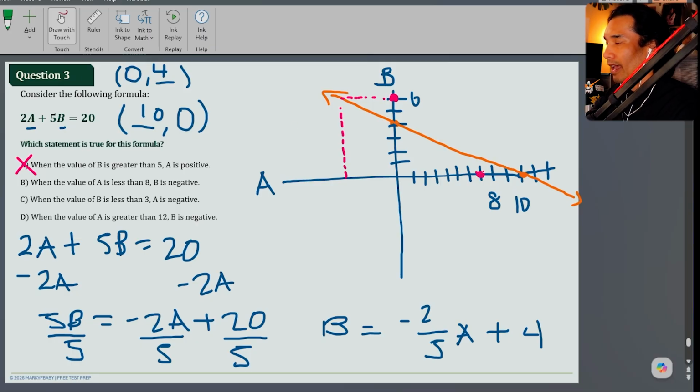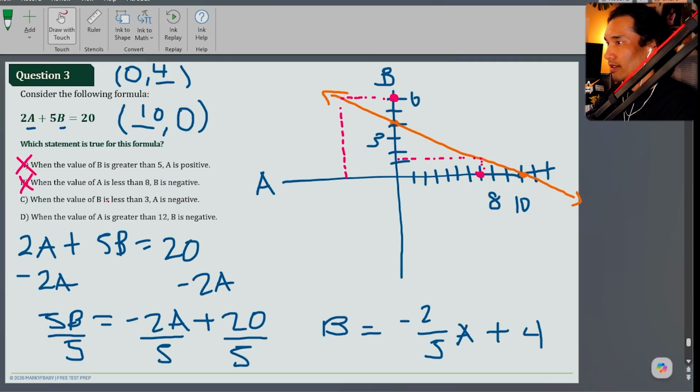And we're going to go up our tightrope, and then we see here that we have B as a positive value, that is incorrect. When the value of B is less than 3, this is 4, this is 3, 3 is right here, and then we said less than 3.